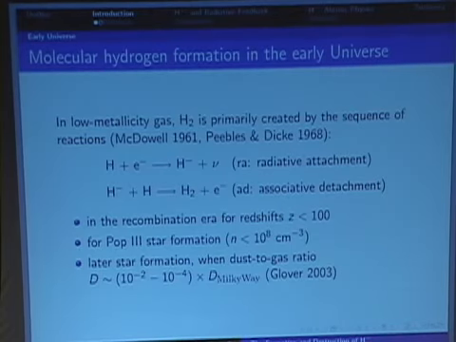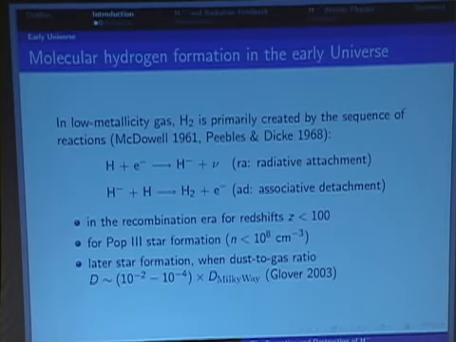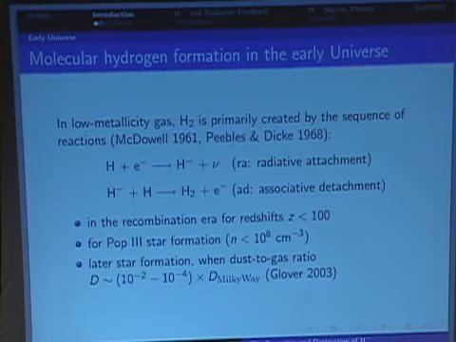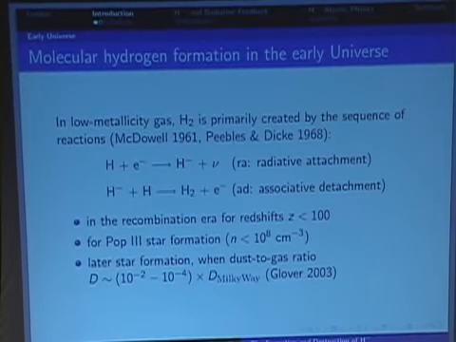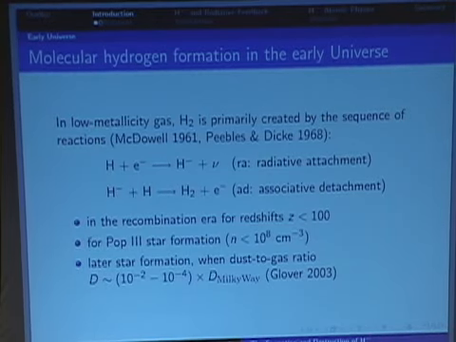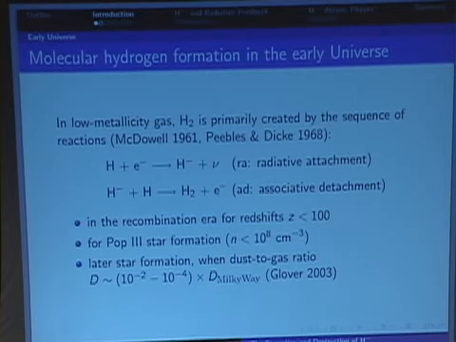It was proposed in 1961 by McDowell that you can make H2 in a zero-metal gas through this sequence of reactions: radiative attachment to make H-, followed by associative detachment to make H2. It was also later pointed out by Peebles and Dicke that this would be important in the early universe. And so this turns out to be the dominant way to make H2 in the recombination era, after hydrogen has recombined but before we make the first stars. So that's redshifts of less than 100 to about 10 or 20 or so.